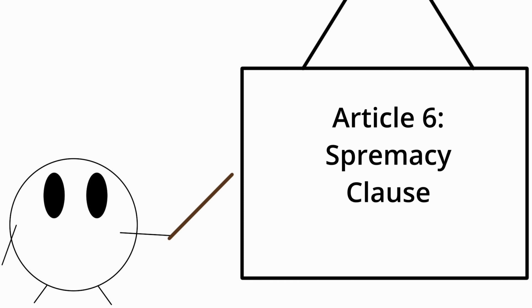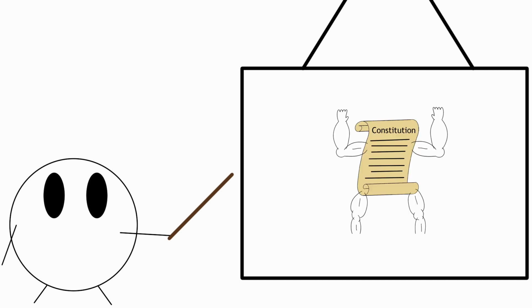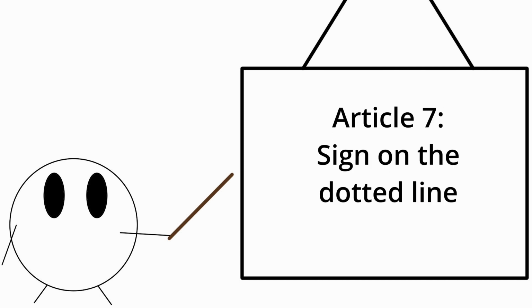Article 6 basically just says, we pay our debt, the Constitution is the supreme law of the land, and the last one just says we need 9 states to ratify. So, please sign here. I can't go home until 9 of you sign it.